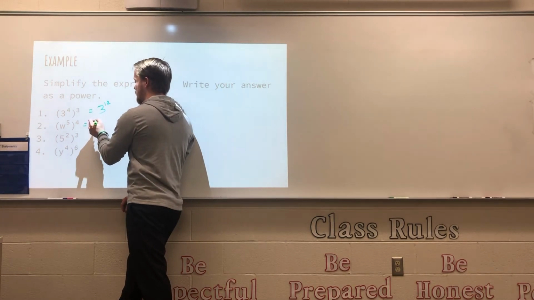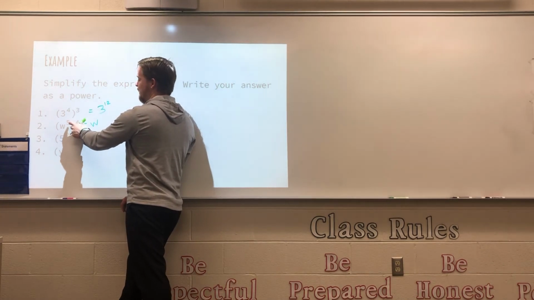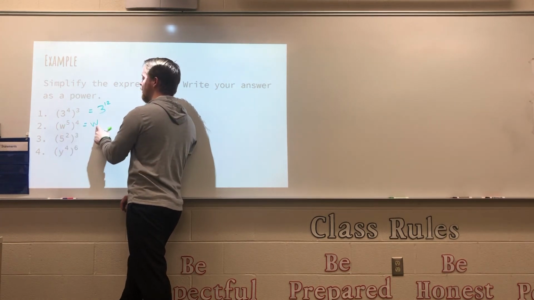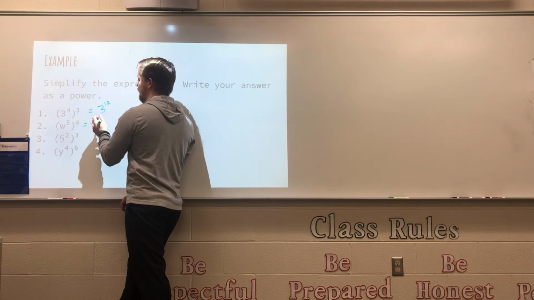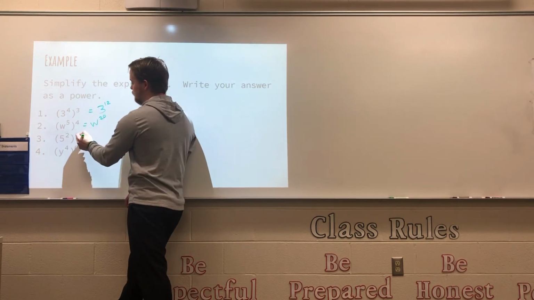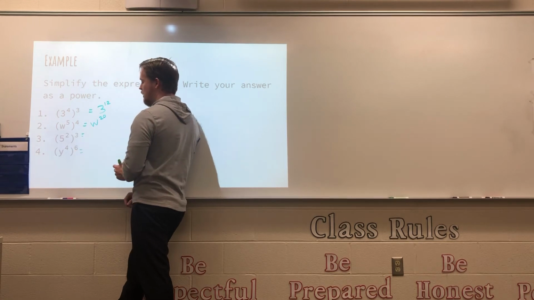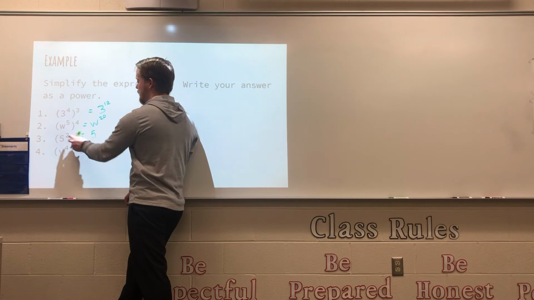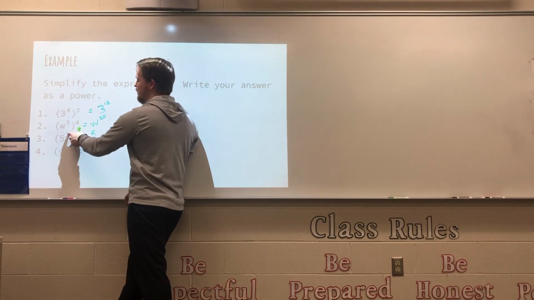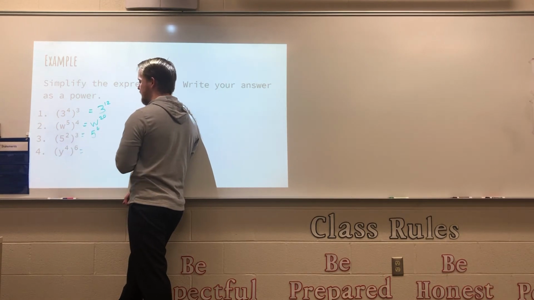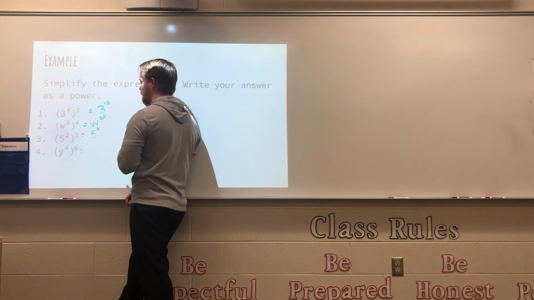Next, we have w to the 5th and all of that to the 4th. So the one base of w comes over, and then we multiply exponents 5 and 4 to give us 20. Now you can try these last two. Here we have the base of 5, and it's raised to 2 different powers, so I am going to multiply those exponents. So 2 and 3 multiplied together gives me 6, so 5 to the 6th power.